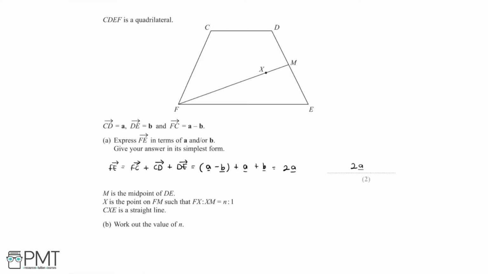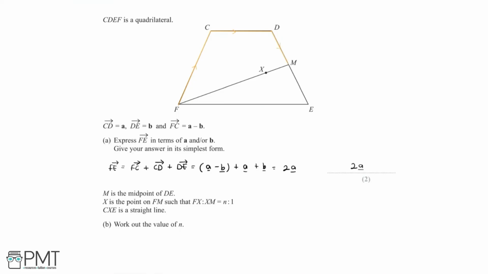Let's start by finding the value of the vector FM. And we can use our diagram to help us. So to get from F to M, we can start by going from F to C. Then we can go from C to D. And then we can go from D to M.